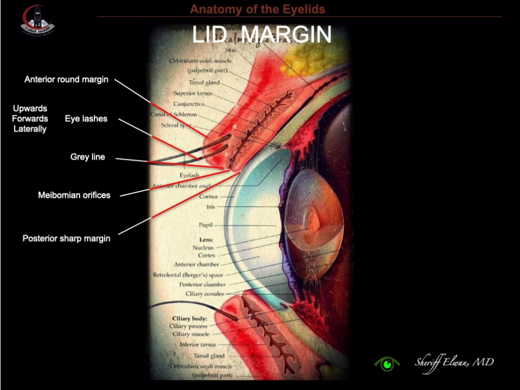Now here is a sagittal section showing the anterior round margin carrying the eyelashes with their known direction of upward, forward, and lateral inclination, and then the gray line that I have been speaking of, and the meibomian orifices, and finally the posterior sharp margin.